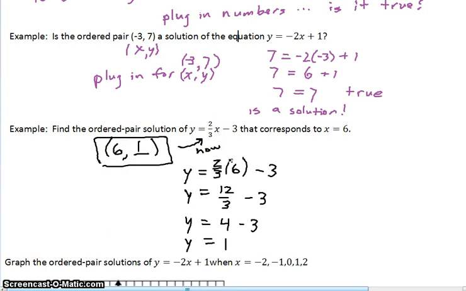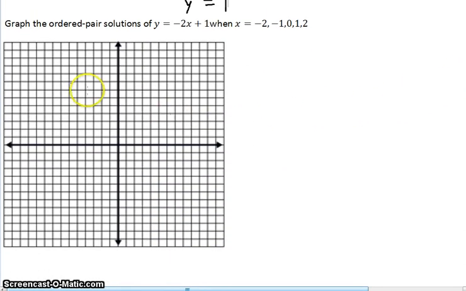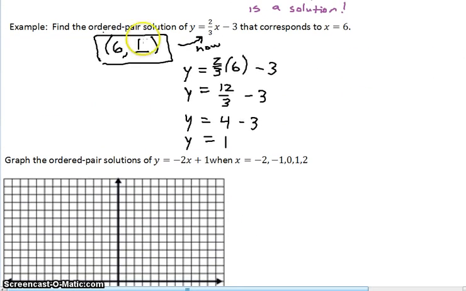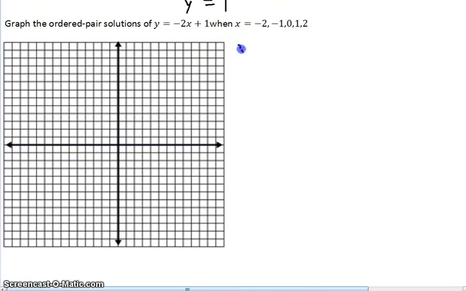Now the only other thing that you're going to have to do is to graph ordered pair solutions. We just found an ordered pair solution up here. The only thing else that you're going to have to do is graph them. So now we have these values that we're going to have to check: -2, -1, 0, 1, and 2. And we have our way of finding how to do it right there. So here's how we do it. We have to plug them in.